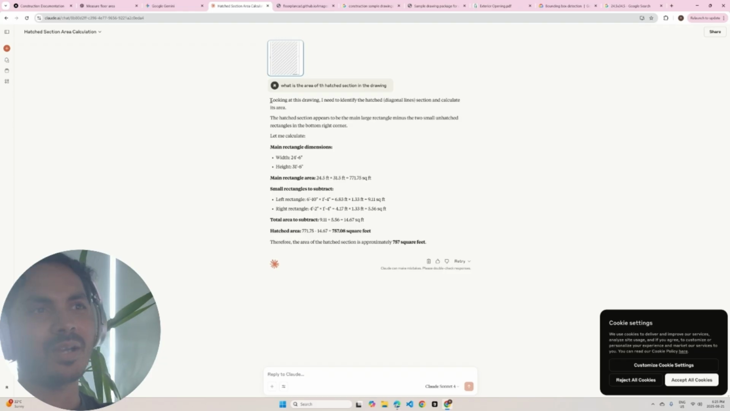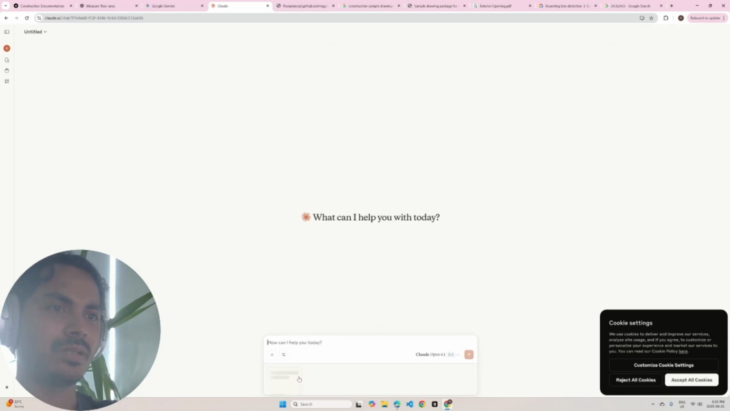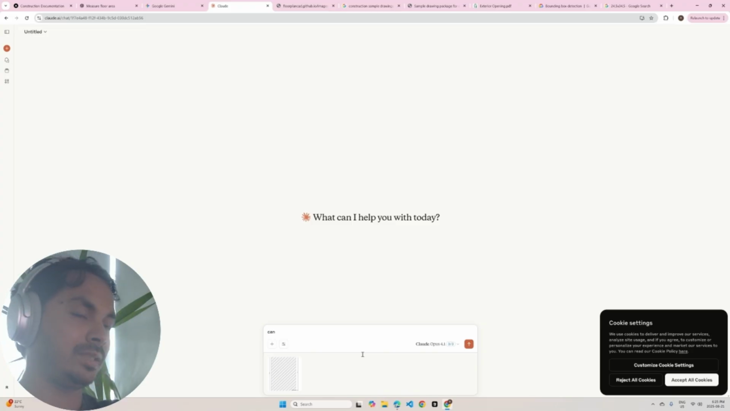I don't think we can rely on these models to understand this. This is Claude Sonnet 4. Can I use Opus? Let me try Opus, because Opus is supposed to be really, really good. It's the biggest model out there, the smartest one. If Claude Opus cannot do it, I don't think any of the models will be able to do it. So, can you measure the dimensions of the hashed area? Why do I keep saying hashed?